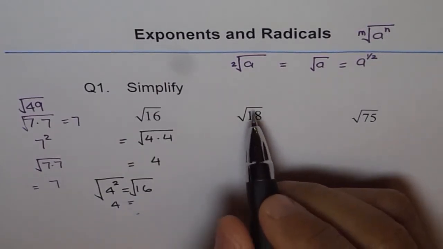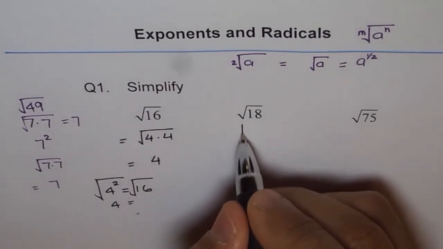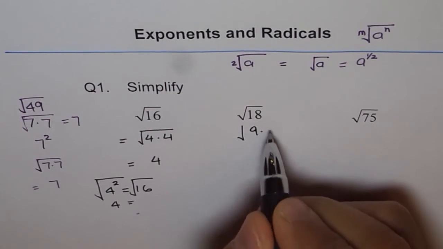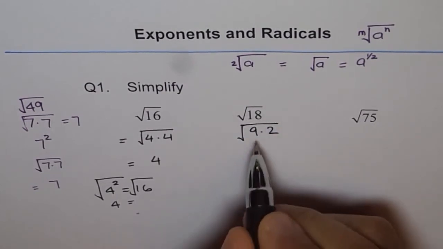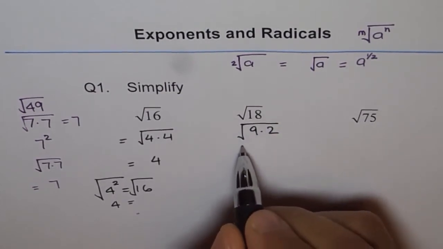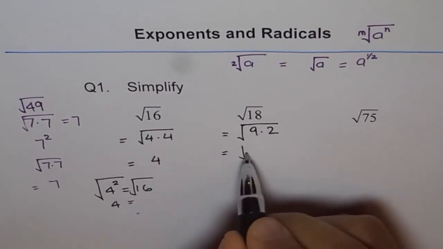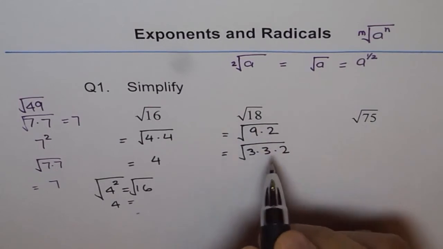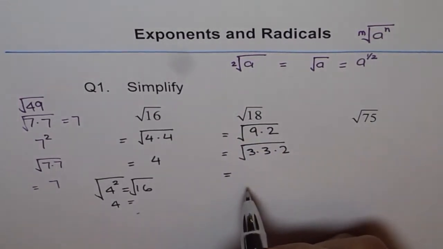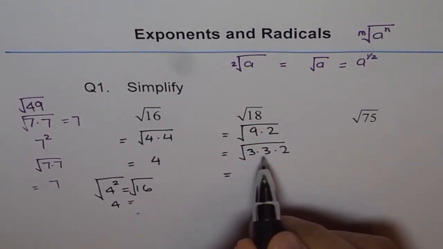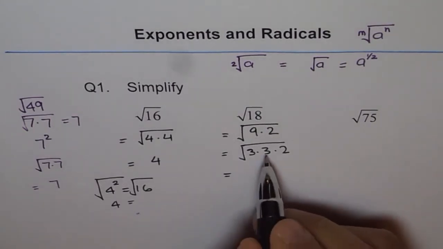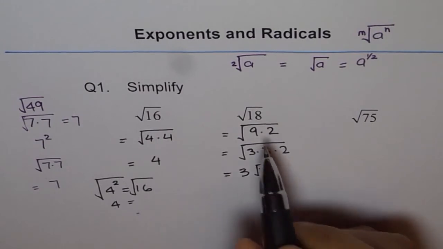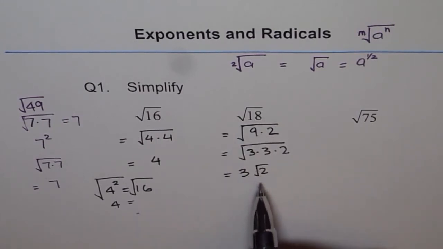Now let me do square root of 18. Now 18 could be written as 9 times 2, right? Now 9 could be written as 3 times 3. So we can have 3 times 3 times 2. It is better to write them in factored form. Now there are two 3's which, when multiplied together, give you 9. I can factor one of them out and write it like this. So square root of 18 can be written as 3 square root 2.